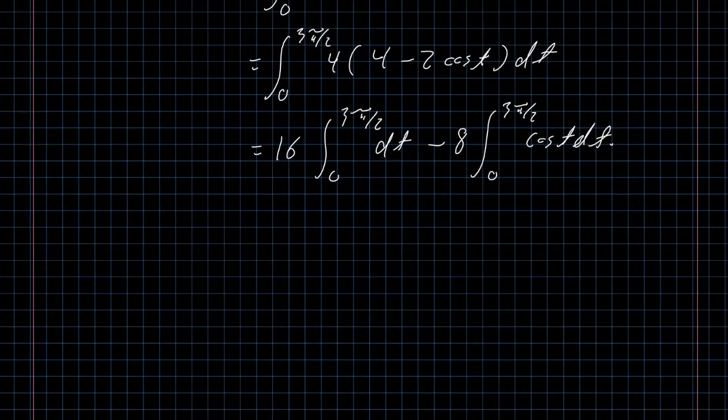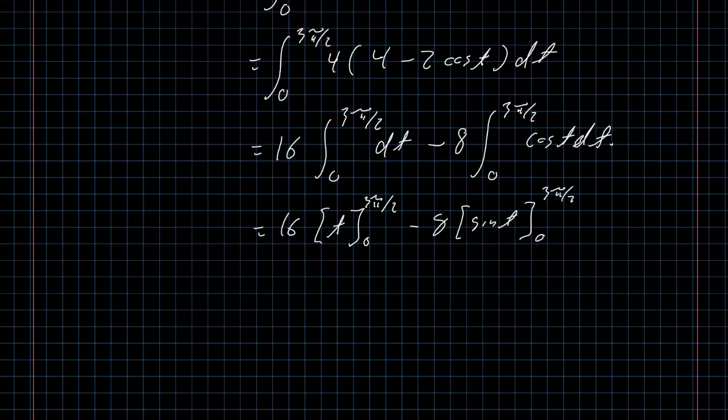Now we're getting somewhere fairly reasonable. Integral dt is t, evaluate that at the limits of integration. Integral cosine is sine. Evaluate that at the limits of integration. All right, so we get 3 pi over 2 minus 0, which is 3 pi over 2. Multiply that by 16. 16 divided by 2 is 8. 8 times 3 is 24. So we get 24 pi.